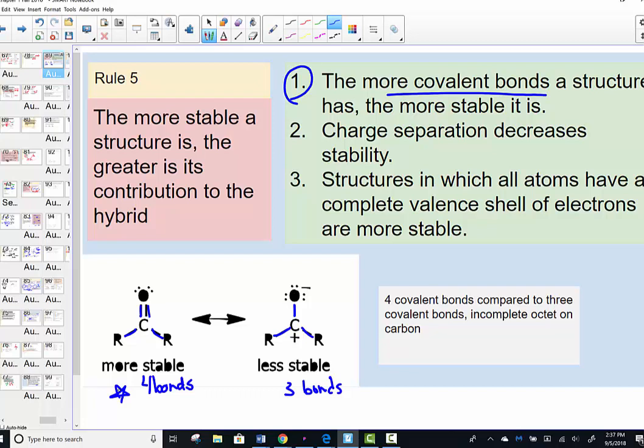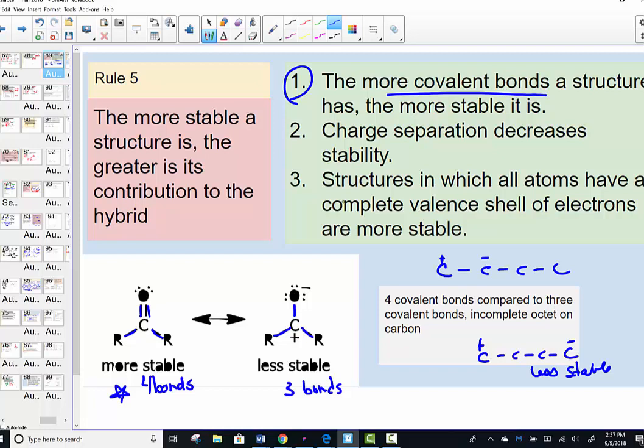Number 2 says charge separation decreases stability. So if I have a carbon chain and I have, for whatever reason, a positive ion on this carbon and a negative charge here, for whatever reason, we're having a reaction occur, they're right next door to each other. Whereas if I have a 4-carbon chain and I have a positive separated by a great distance from the negative to balance that charge, that's less stable. The charges should be next to each other to help stabilize the compound.